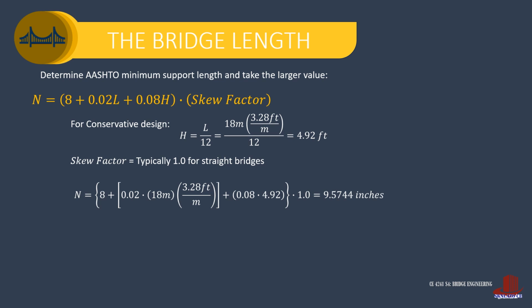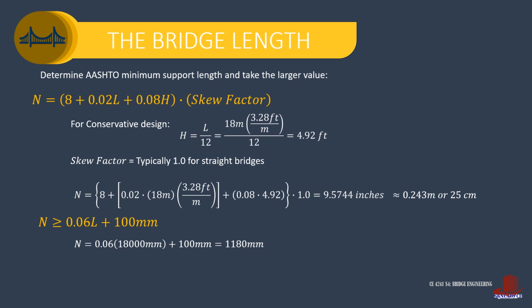We get 9.5744 inches, or 0.243 meters, rounded to 25 centimeters. The other equation is shorter, only needing L, and we get to solve N as 0.06 of 18,000 millimeters plus 100 mm, giving 1,180 millimeters.